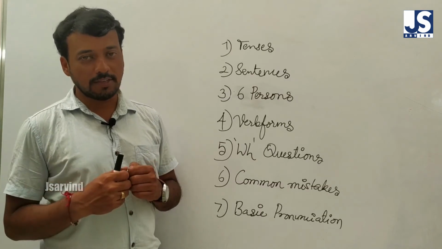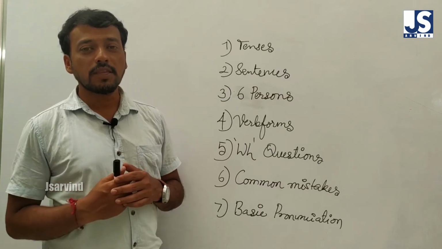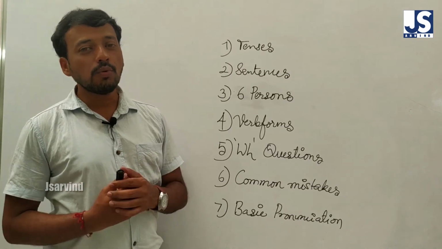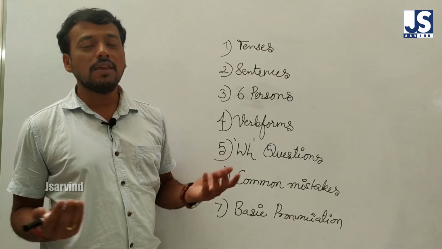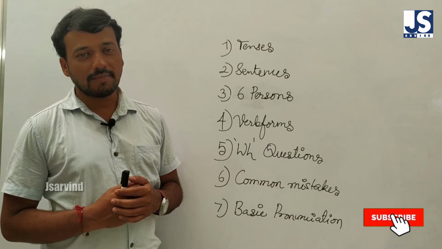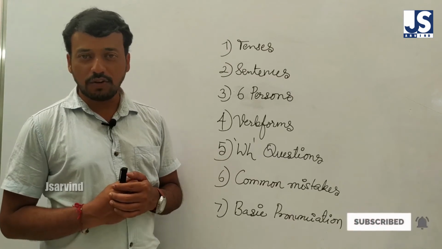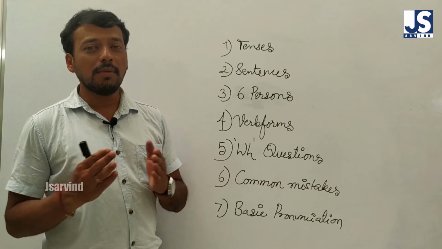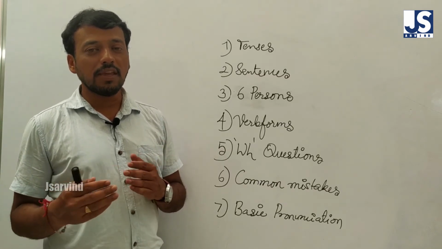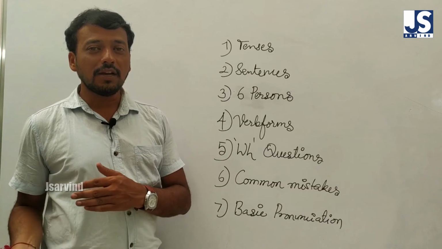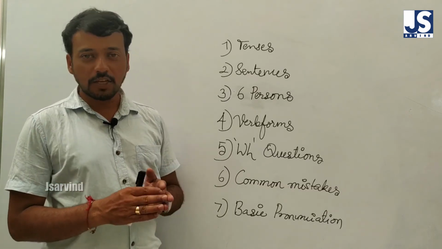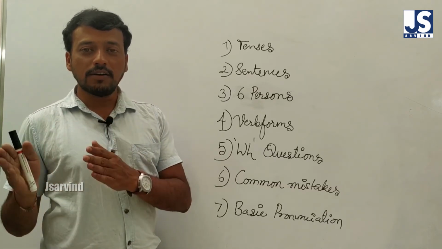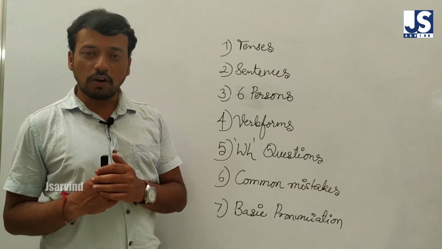So what are the common mistakes? For example, so many people say, what is your good name? There is no good name or bad name in English. We say, what is your name? Otherwise, your name please. Can I ask your name please? In this way we ask. But in English we sometimes make it very complicated, adding a few more things. So we have to learn the common mistakes to avoid them.